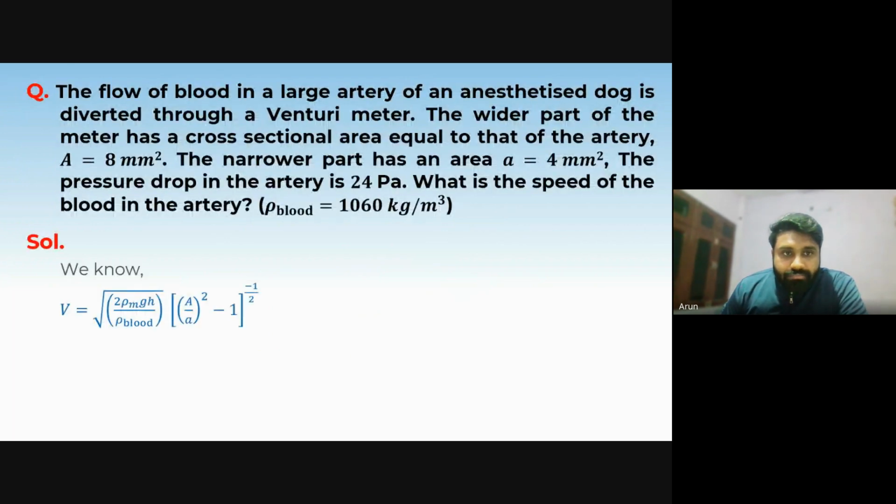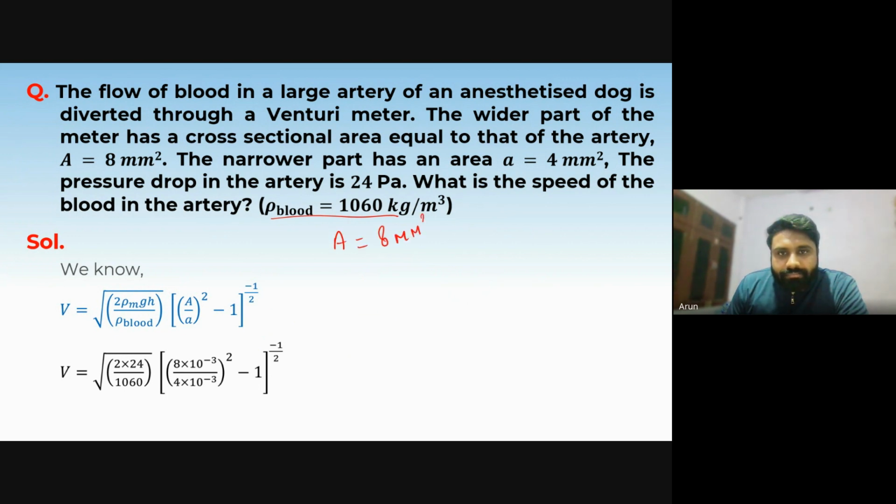Now let's solve this question. This is the equation. V is equal to the square root of 2 rho m g h divided by rho of blood, times (A by a) whole square minus 1. Now put the value of rho m g h here. Rho blood is given to you. Then the area of cross section capital A, which is 8 mm square for the bigger part, and for the narrower part small a is given to us as 4 mm square. Got it?